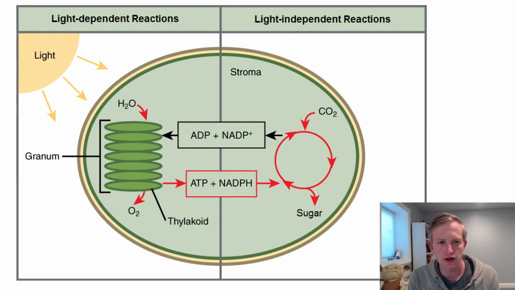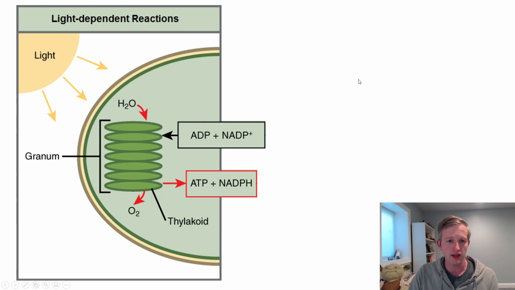I'm going to go over the light-dependent reactions of photosynthesis. So looking here, you have an overview of the entire process. This is what's happening inside of a single chloroplast. We're going to be narrowing it down basically just to the left-hand side of this.